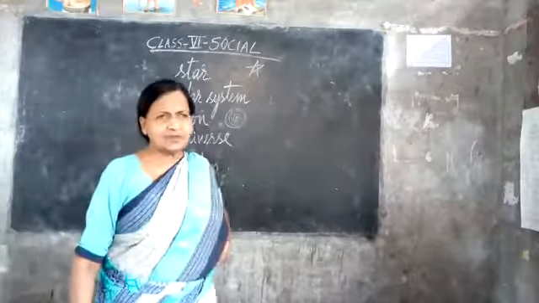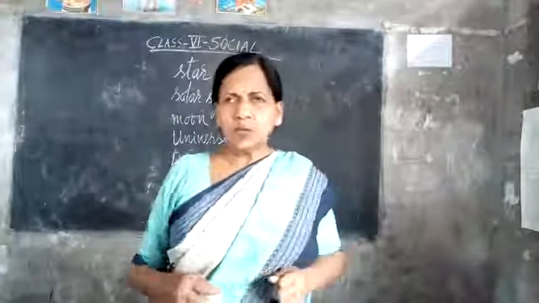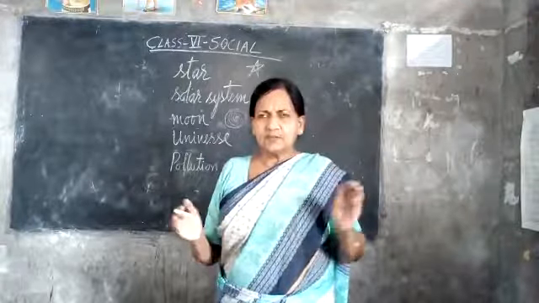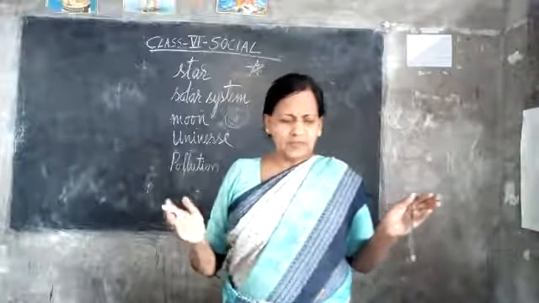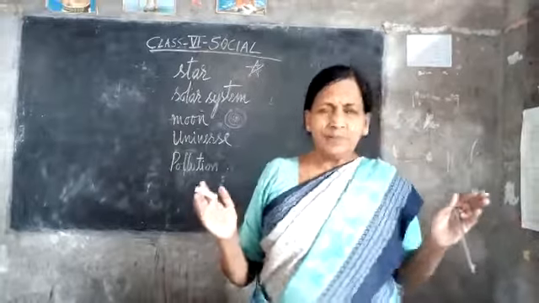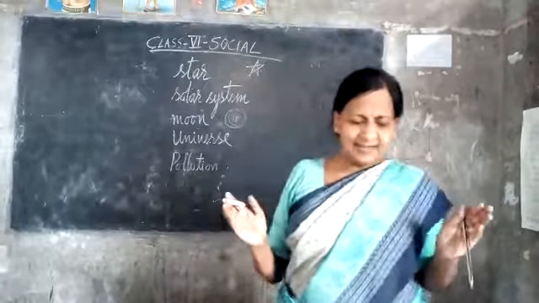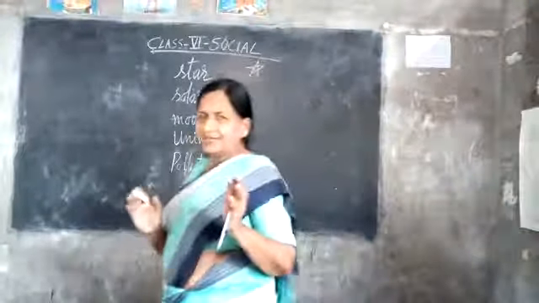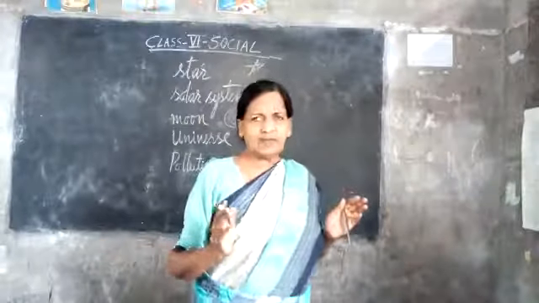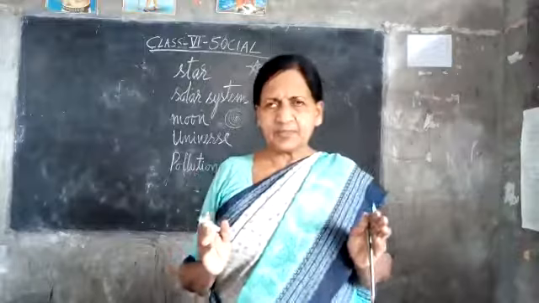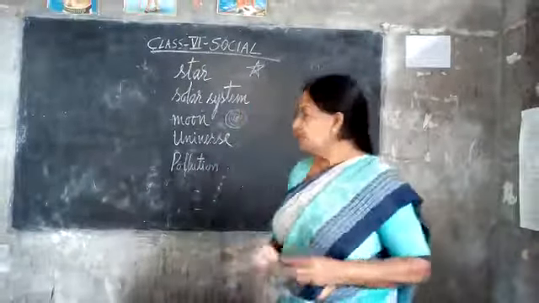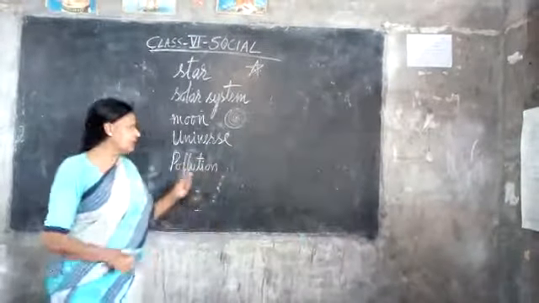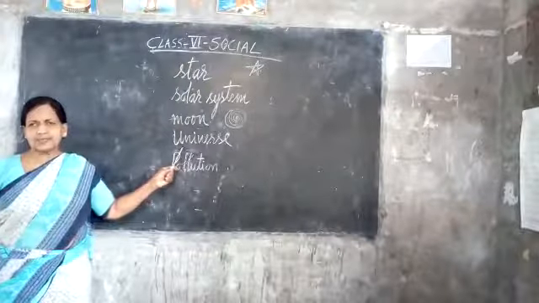Universe. What do you mean by universe, children? The entire world. When we are speaking about the universe, we are talking about the entire world. Millions of Milky Way galaxies, including the solar system, is called the universe. As a matter of fact, we refer to the entire world too as the universe.